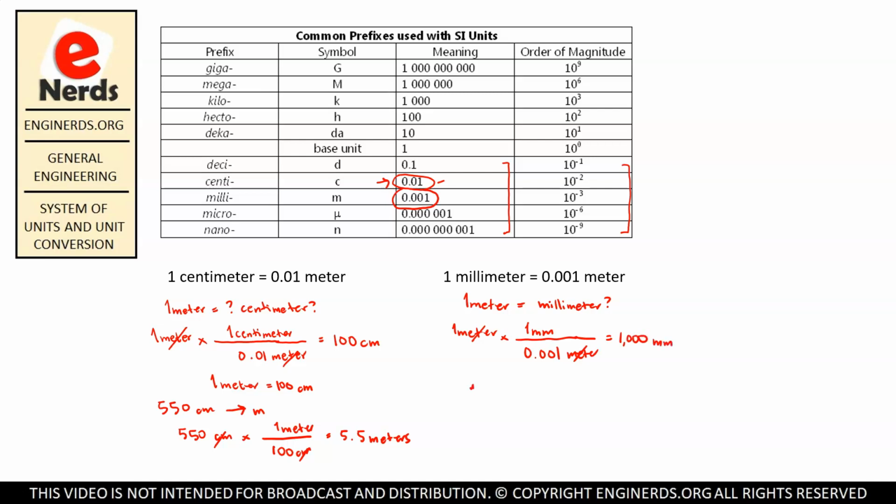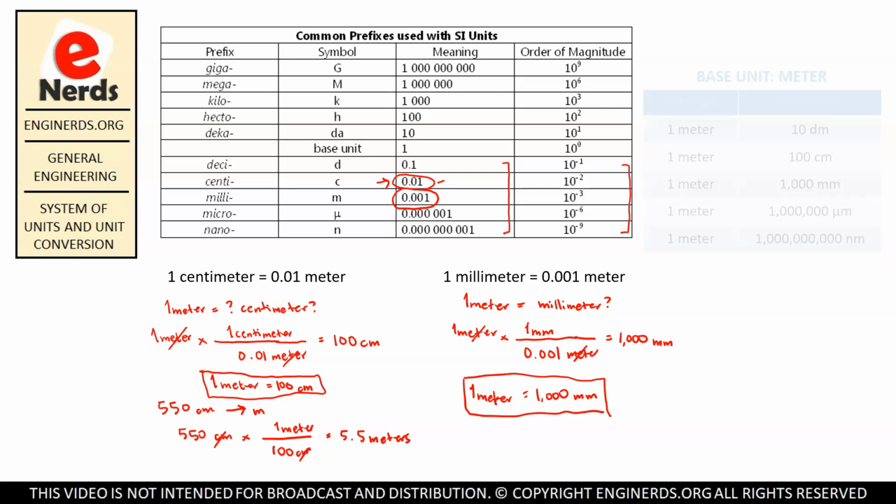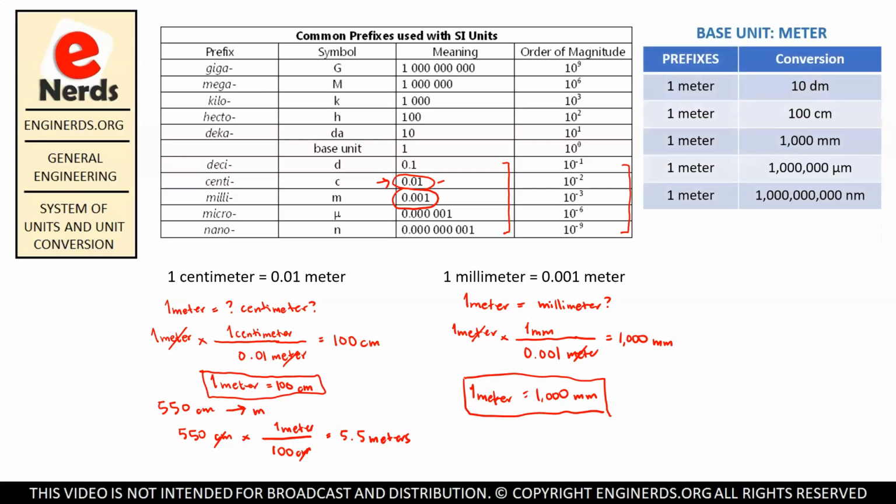Therefore, 1 meter is equal to 1,000 millimeters. So, mas madali siyang tandaan, no? So, itong gagamitin ninyong conversion factors. So, you can do the same sa iba pang mga units natin ng small numbers. So, if you do that, itong makukuha ninyo.